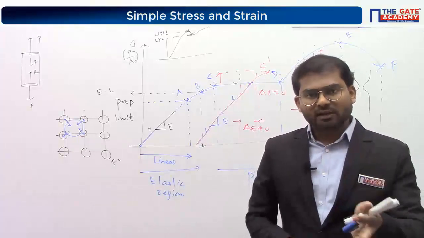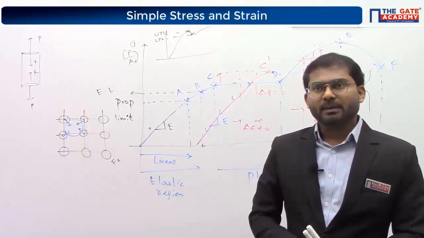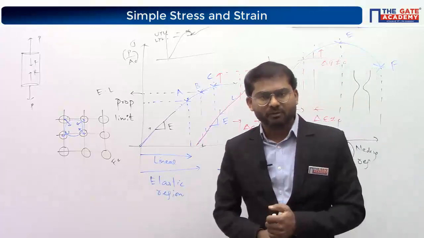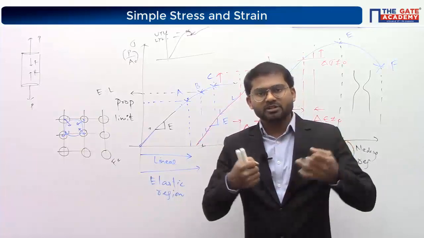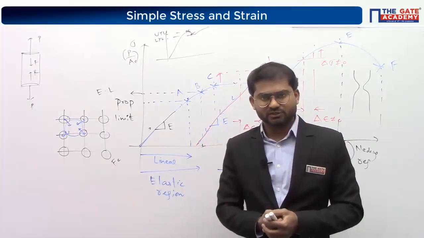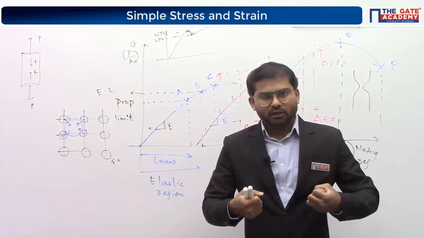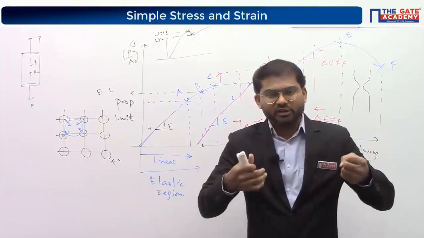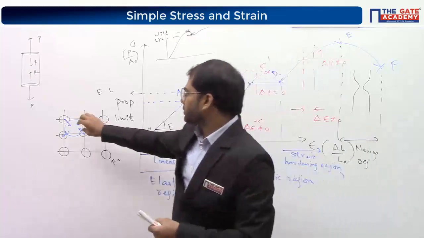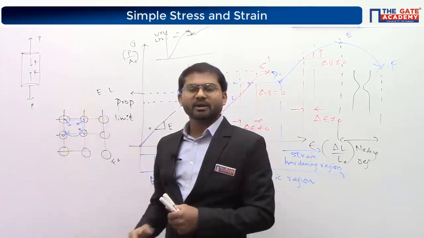But yielding means start of plastic deformation. Am I right? Yielding means start of plastic deformation, right? So you will cause some plastic deformation to occur, a permanent change of dimensions. When you apply load, you will give rise to some permanent deformation. When deformation occurs, this void size will increase a little bit.